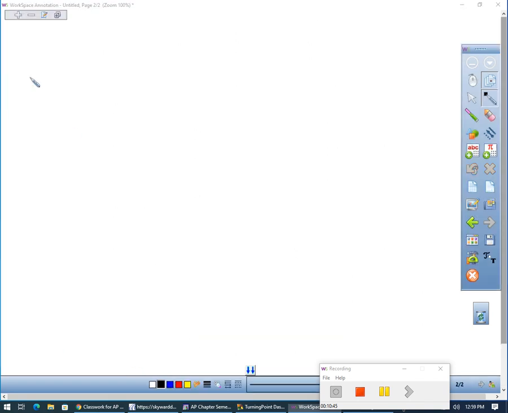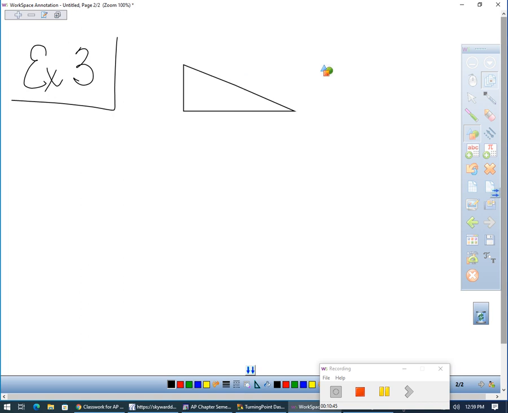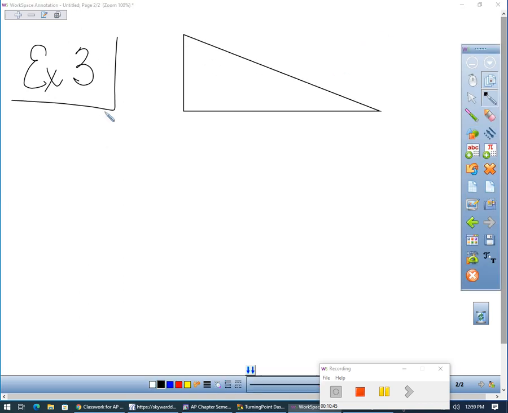Example number 3. In example number 3, you're going to be given a triangle. Let's say in that triangle you're given this side is 23, this is 39 degrees, and it wants you to find x. This you have done before. These problems are 49 through 53. You did it in geometry, and we did it right before break.